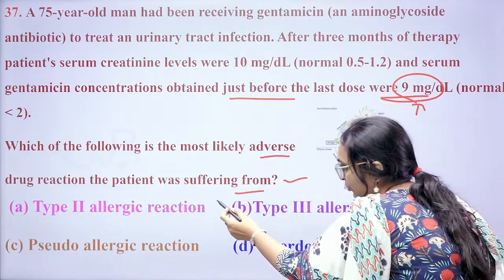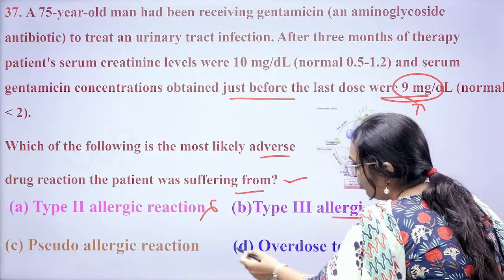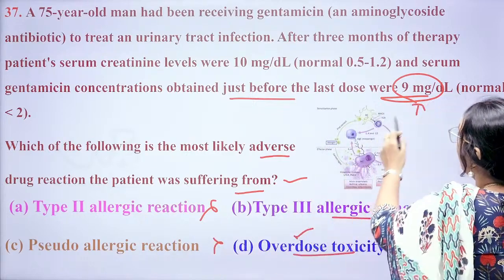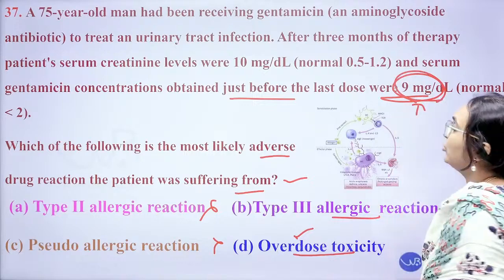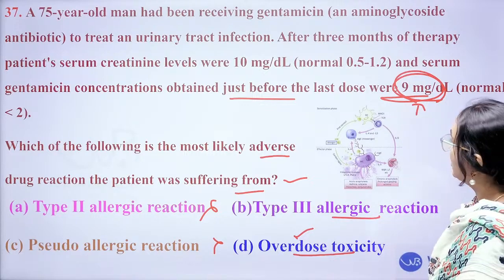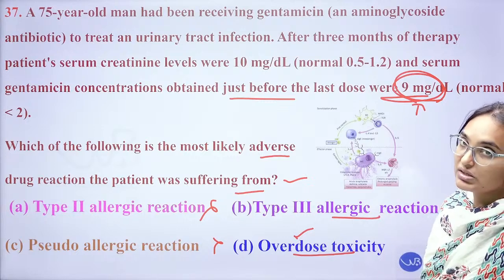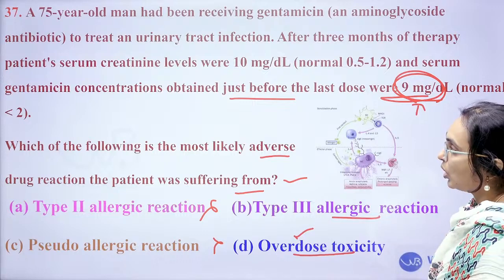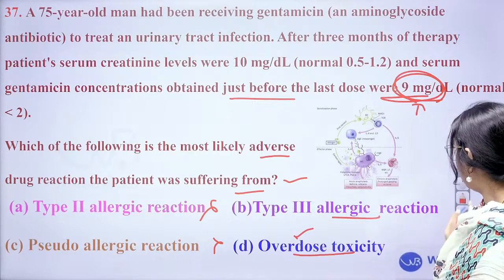Is it due to type 2 allergic reaction? No. Type 3? No. Pseudo-allergic? No. Overdose toxicity. That's why the concentration is almost 9 mg per deciliter, which is very much more than this normal levels. That is why this is due to overdose toxicity. So, here option is D.